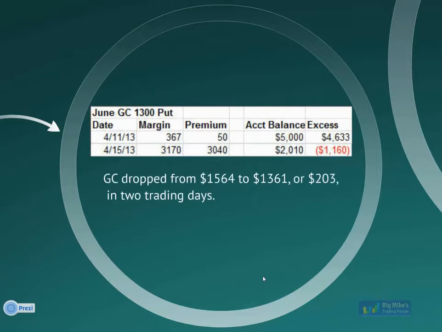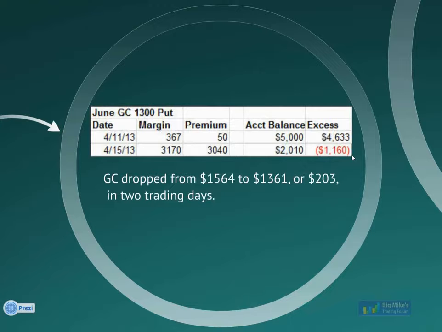The margin on that put went from 367 to 3,170. The premium went from $50 to $3,040. So the premium went up $2,090. You take the $2,090 from the 5,000, that leaves your balance at 2,010. And then you compare that to the margin required of 3,170, and your excess is red, negative 1,160. You are on margin call.